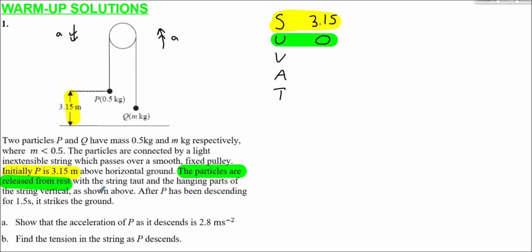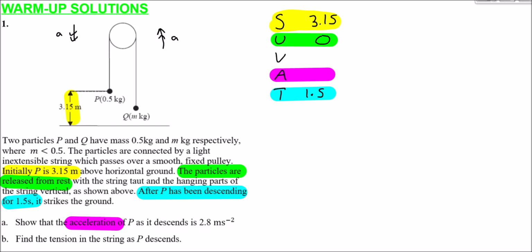So after it descends for 1.5 seconds, it strikes the ground. We therefore know the time elapsed for that motion to take place is 1.5 seconds. So we can fill this bit in. And part A is asking us about the acceleration. So the thing we actually want to know is the acceleration, so A, I'm going to put as a question mark. The final velocity we don't know, we're not asked for, we don't care about, so we're going to cross this one off. So we need one of these SUVAT formulas that doesn't involve V at all.